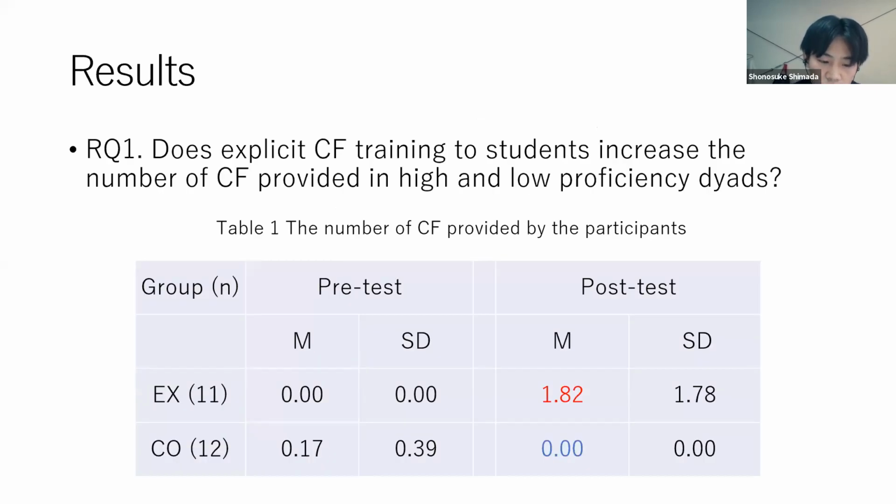So to analyze the result, all of the participants' utterances were audio recorded. One instance of CF appearing in both tests was counted as 1 point. So table 1 illustrates the number of CF provided by students. An improvement in CF production occurred in the EX group, increasing the mean score from 0 to 1.82. However, no clear difference was detected between the pretest and the post-test in the CO group.